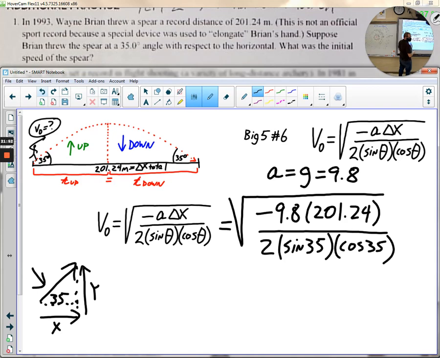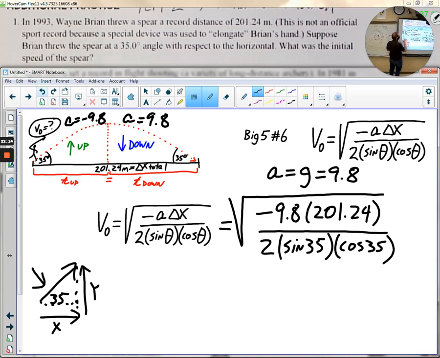Hold up. Go ahead. So wait, why is it? That's a good question. So check it out. During the upward part of the flight, A is equal to negative 9.8. During the second part of the flight, A is equal to positive 9.8. Why? Because when you're going up, it's pulling down, and when you're going down, it's pulling down.